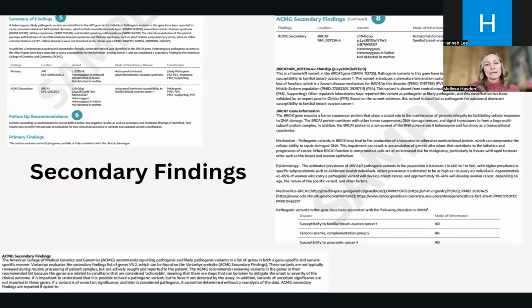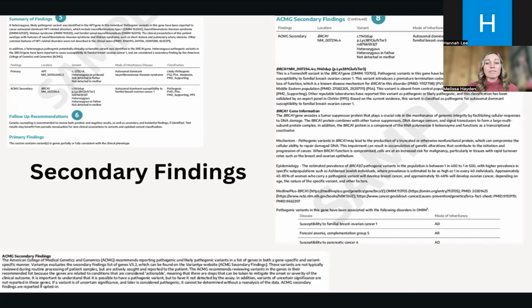Here we can see an example of a secondary findings report. On the top left, you can see a primary finding, which was a likely pathogenic result fitting the reason for why the patient was tested. While under the primary finding, you can see a secondary finding of a pathogenic BRCA1 gene variant. This BRCA1 gene variant is known for increasing a person's risk for certain breast and ovarian cancers.